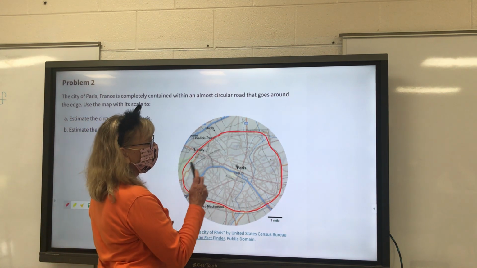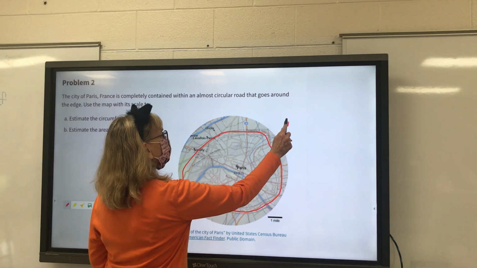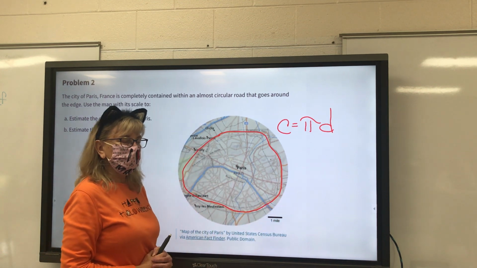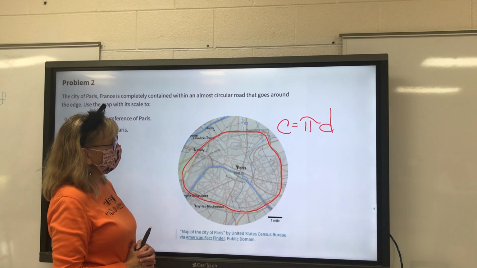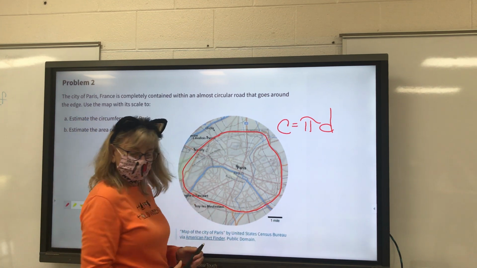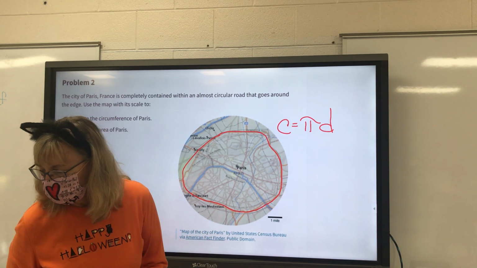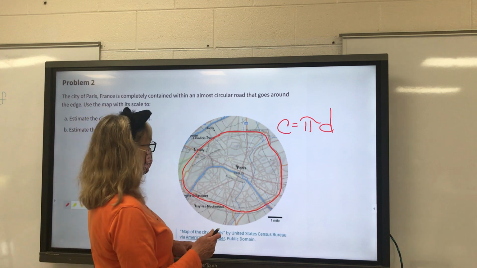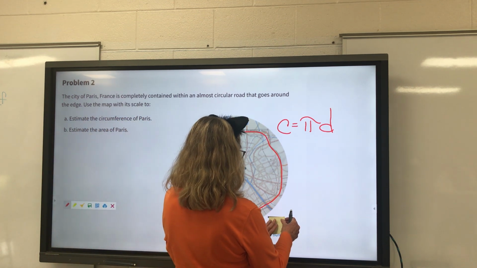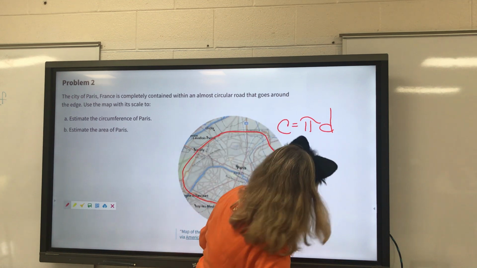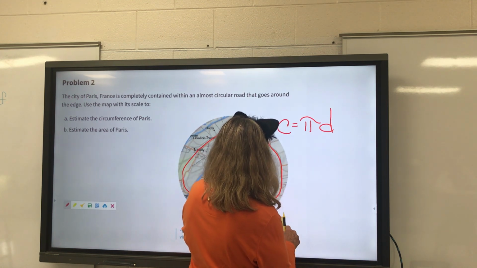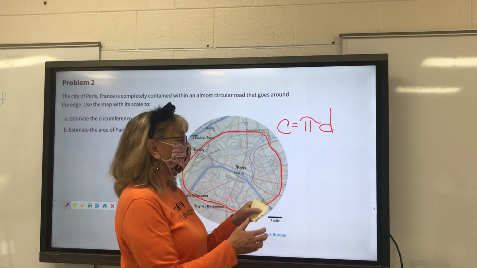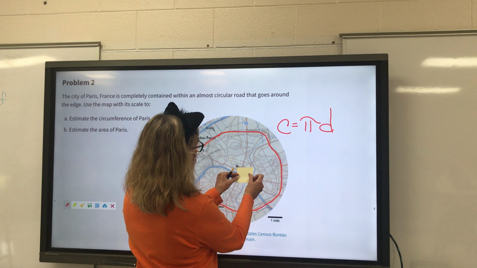All right, what measurement do I need to find circumference? Circumference equals pi times the diameter. Okay, so it looks like I need to know the diameter. So what I did, and I really did this at home, I took a sticky note and marked what that was. That's 1 mile, okay? Then I went up here and said, okay, that's about the center, so that's 1 mile.